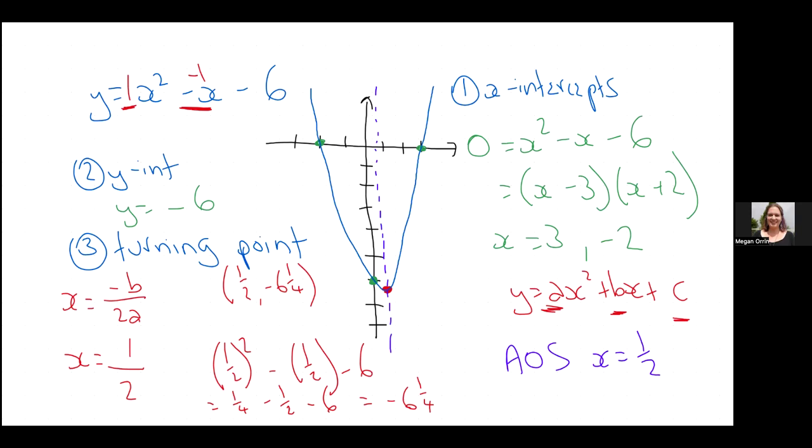All right, let's do a negative version. All right, so this is my new equation. What I need to do is find my x-intercepts, my y-intercept.